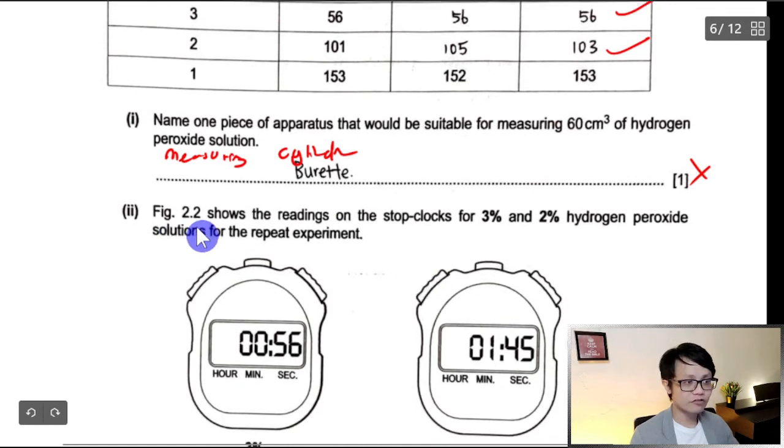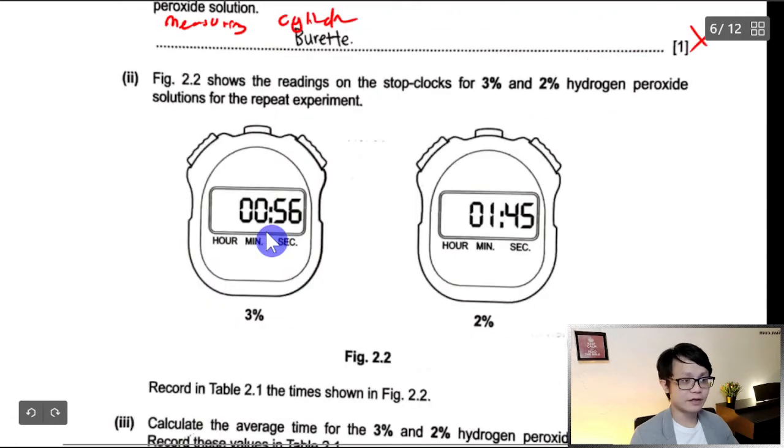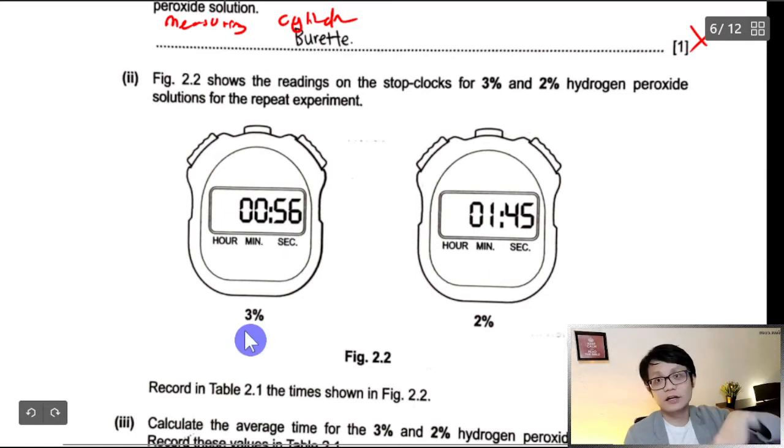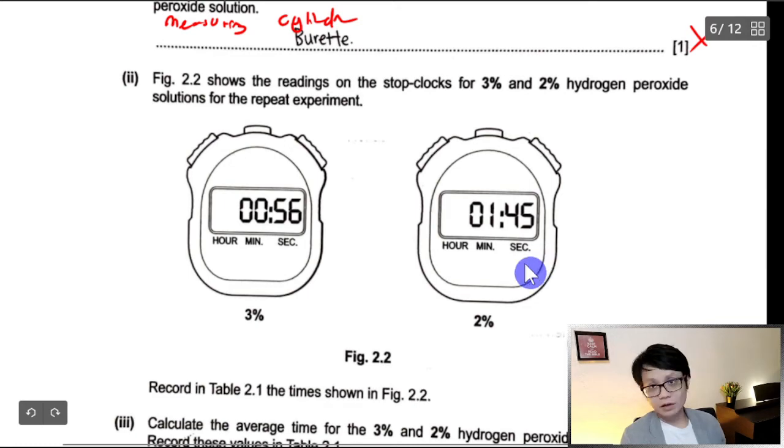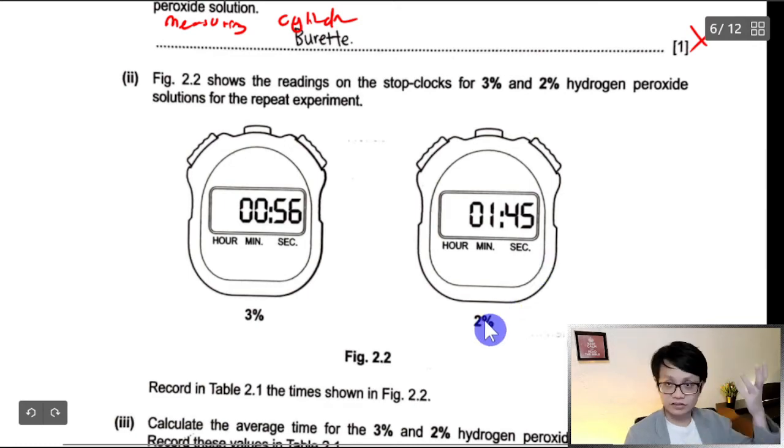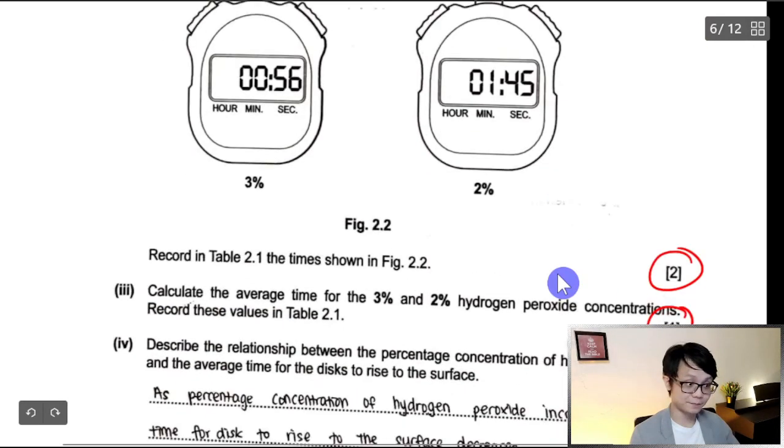Figure 2.2 shows the reading of the stop clock, from 3% to 2% of hydrogen peroxide. At 3% you get faster flow, because more oxygen is being produced. At 1.45% you get slower, because the rate of oxygen being produced is lesser.